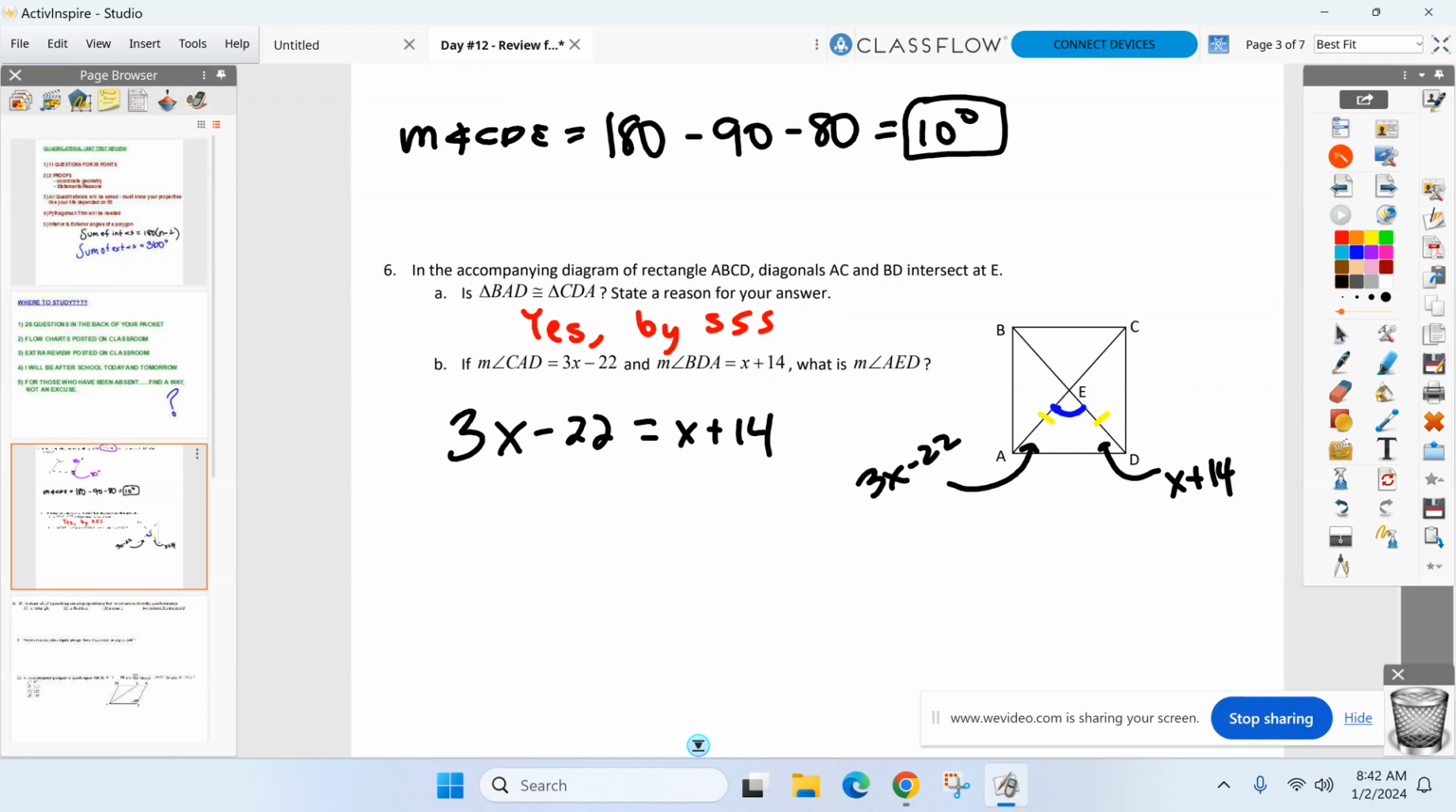I will let you guys take it from here. We are not finding x. That's not my answer. You need to find x to substitute back in. And remember, we're looking for angle AED. We should be getting x equal to 18, and then I'll let you guys do your thing, substitute, and put it back in to find angle AED.